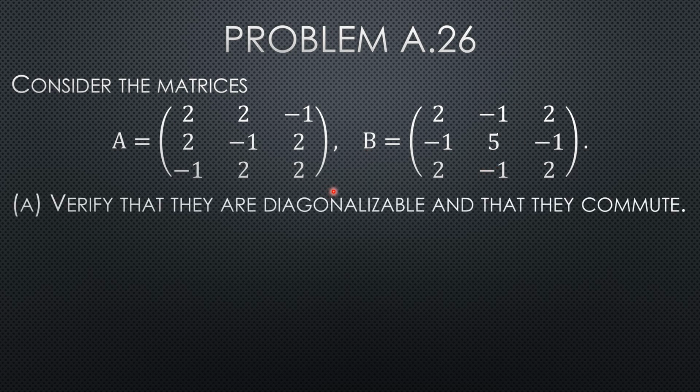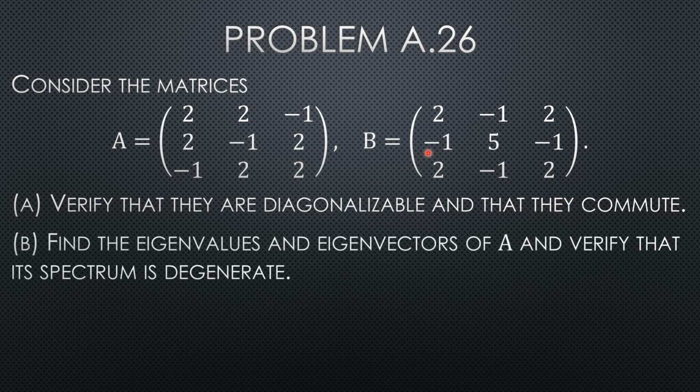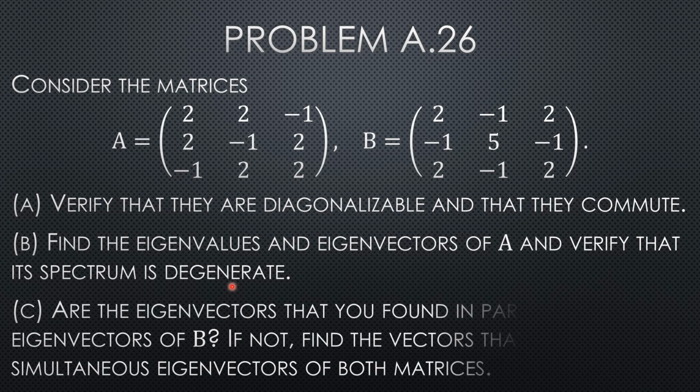From there, what we want to do is A, verify that they are diagonalizable and that they commute. That should be easy since A and B are both symmetric, as we can observe. B, find the eigenvalues and eigenvectors of A and verify that its spectrum is degenerate. Now this is where it changes from 25, where we had a non-degenerate spectrum. And in C, are the eigenvectors that you found in B also the eigenvectors of B? If not, find the eigenvectors that are simultaneous eigenvectors of both matrices.